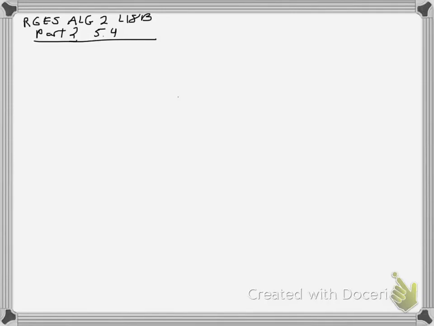Welcome to RGES Algebra 2, Lesson 18B, Part 2, and this is Section 5.4. So this is related to proportions. Now, proportions and ratios are similar to one another. A ratio is another way to look at a fraction, the relationship between two numbers, and a proportion is two ratios set equal to one another.